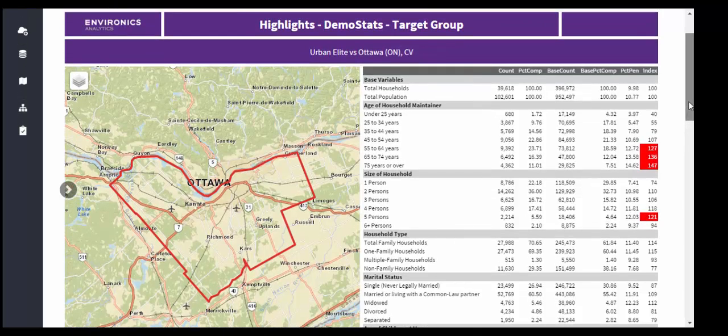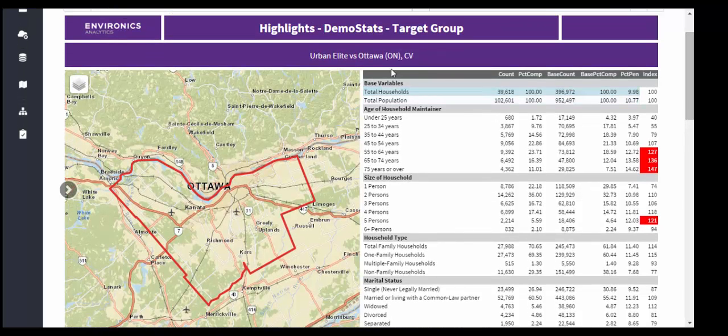As an example, I will show you how we would read this report. Right now, we are reporting on the urban elite target group. When we want to describe our target group, we will use the percent composition column within the DemoStats target group highlight report. The largest percent composition in the age of household maintainers is the 55 to 64-year-olds, as well as the 45 to 54-year-olds. So we would describe this urban elite group as middle-aged to older age of household maintainers.